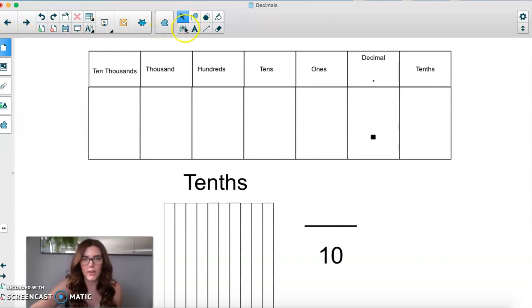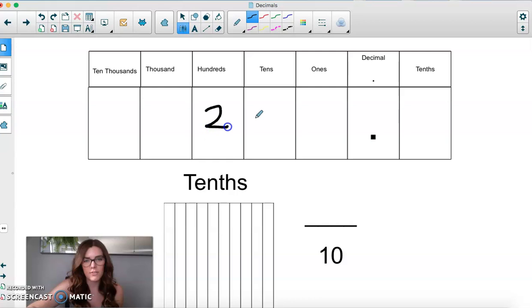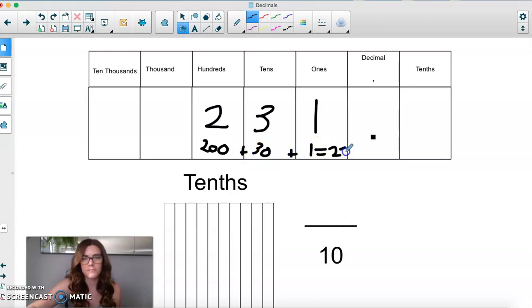At the beginning of the year, we talked about whole numbers and we put them in this place value chart. So for example, if I have 231, we all know that the 2 in the hundreds place doesn't represent 2. It actually represents 200. And then we also know that the 3 doesn't represent 3, it represents 30. And the 1 here represents 1. And if we add those all together, we get 231.